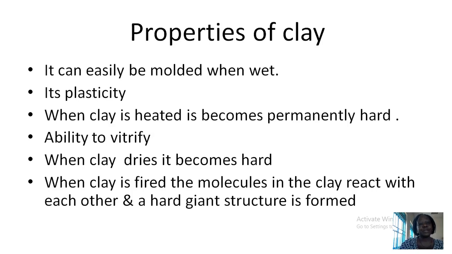What are some of the properties of clay? Why is it possible to make different materials out of clay? One, it can easily be molded when wet. Two, its plasticity is also very important. Three, when clay is heated, it becomes permanently hard. Four, ability to vitrify is also very important. Then when clay dries, it becomes hard. And in addition to that, when clay is fired, the molecules in the clay react with each other to form a hard giant structure.